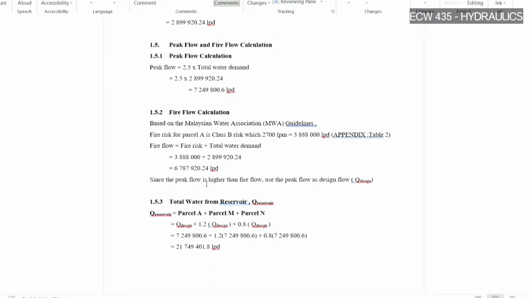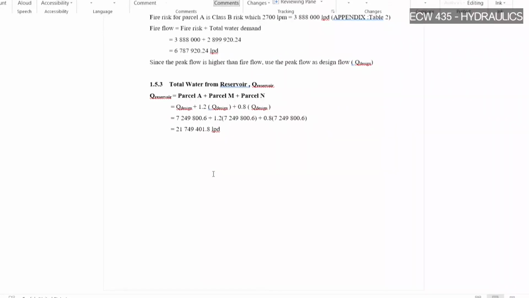And after that, we need to define between peak flow and fire flow which one we will use. And as you can see here, because the peak flow is higher than fire flow, we use the peak flow as our design flow. And after that, we total the water from the reservoir.